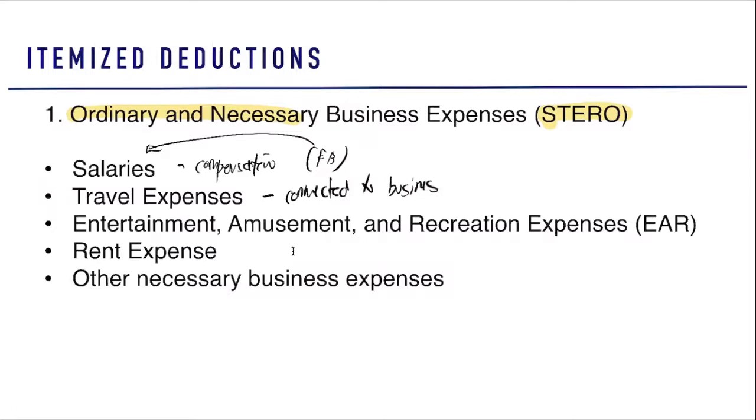Okay? So it must be attributable to the business. Take note, it is an ordinary business expense. So it must be connected to the business. So even if we have a travel expense, if it's not attributable to the business, we cannot include it.